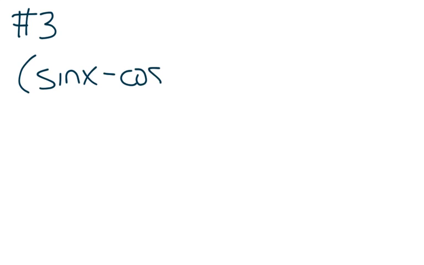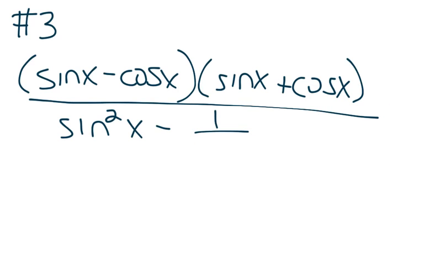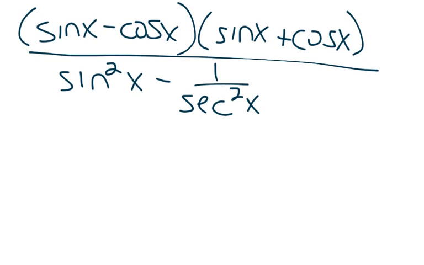Alright, last one is number 13. Alright, 13 is actually really short. So it's sine x minus cosine x, sine x plus cosine x, all over sine squared x minus 1 over secant squared x. Alright, numerator. I notice right away that I have the same thing, but with rotating signs. That's a difference of 2 perfect squares, you guys. So this means that if I multiply them together, I'm going to get sine squared minus cosine squared.